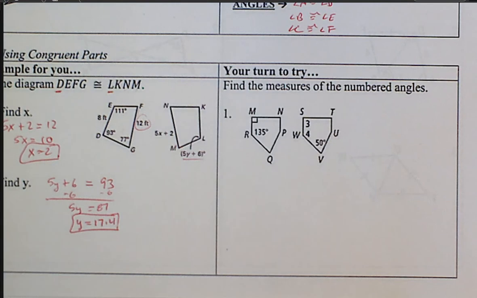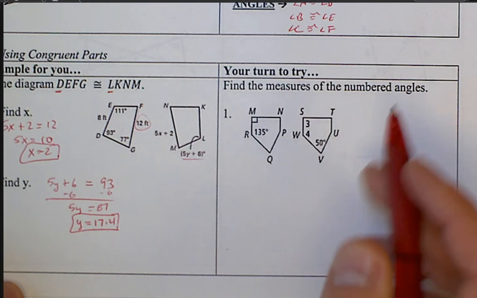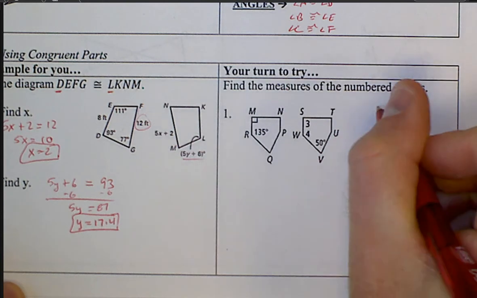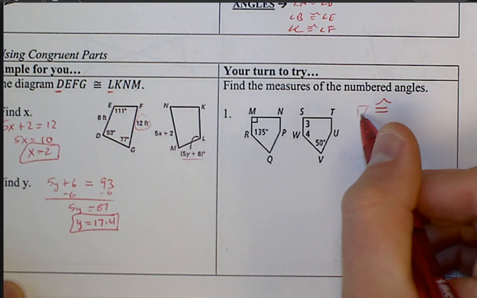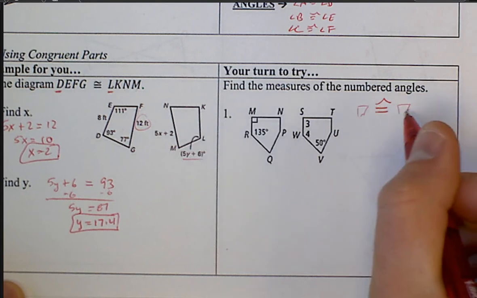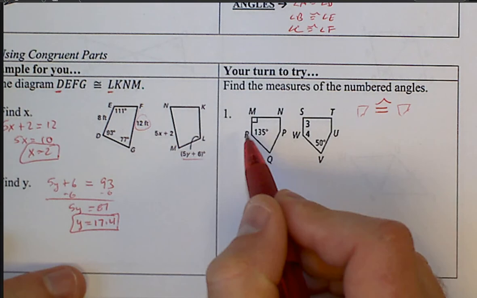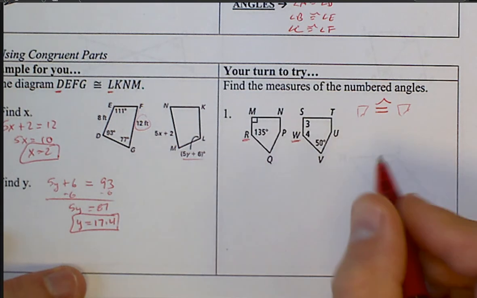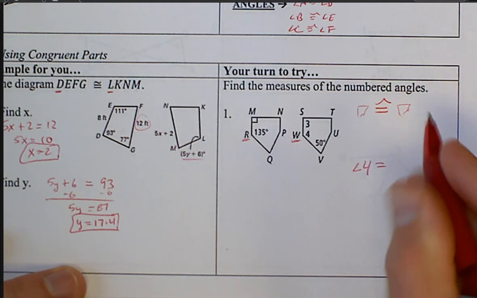All right, we're back. Now the one thing that the directions is missing is telling you that these 2 figures are congruent, but I'm telling you right now that they are, okay? These 2 figures, doing a crummy job of drawing them, they are congruent. So I know that R is going to match up with W, so I know that angle 4, which is right here, has to be 135 degrees.